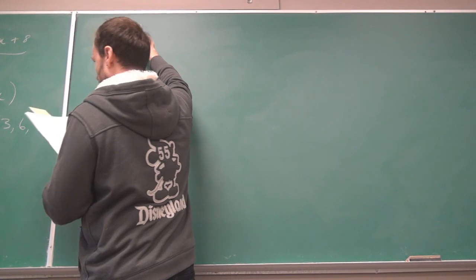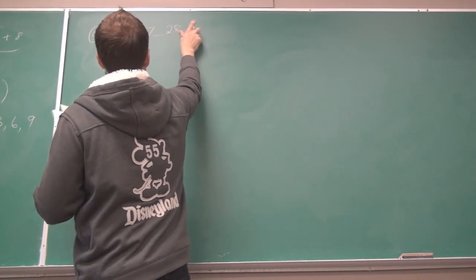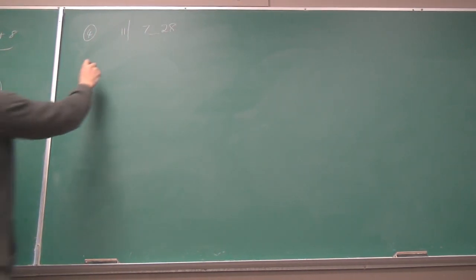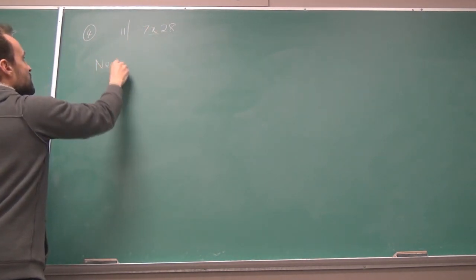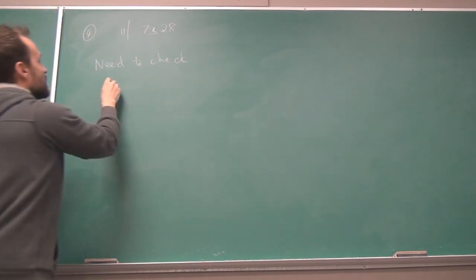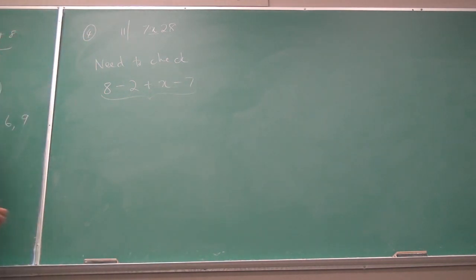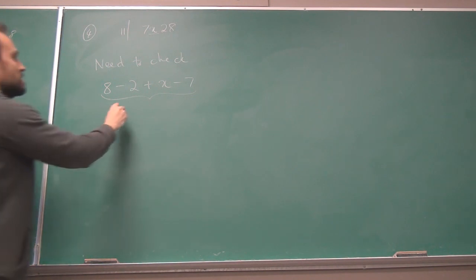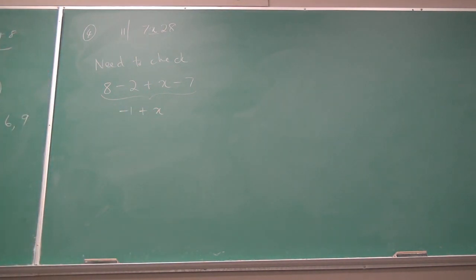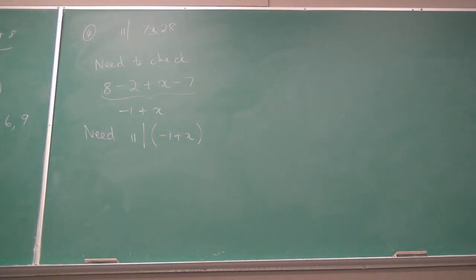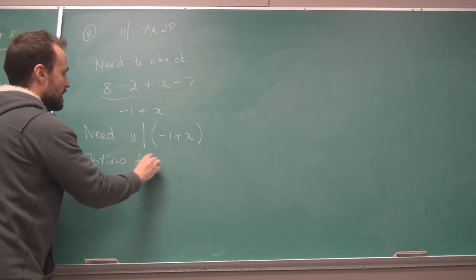11 to divide into 7 something to 8. Well, I know my test for 11. So let's call it x. I need to check from right to left, 8 minus 2 plus x minus 7. What is that? Negative 1 plus the x will affect that, of course. So we need 11 to divide into negative 1 plus x. Well, that's more manageable. What are my options for x?